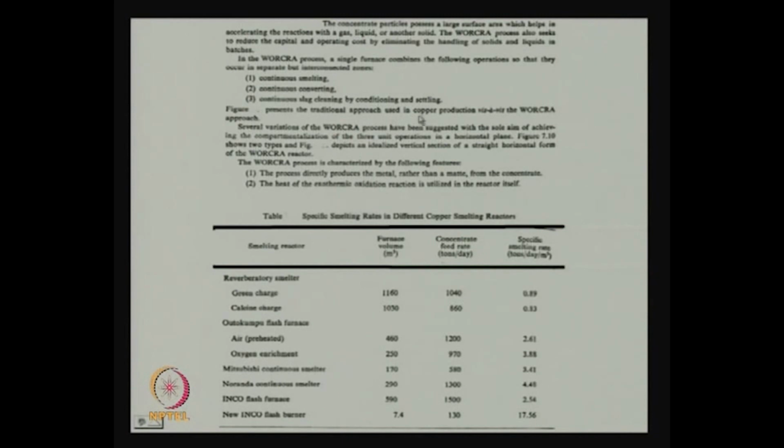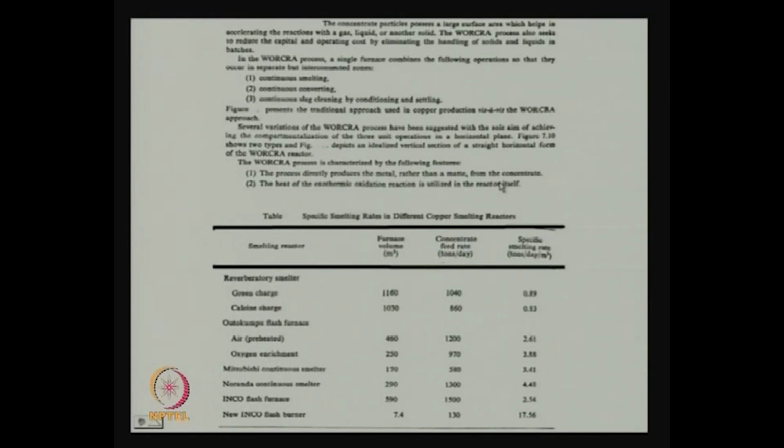I have compared the traditional approach and the Worcra approach. Now, there are several variations of Worcra. The sole aim in each is achievement of compartmentalization of 3 unit operations. It could be in a horizontal plane, and we have shown you two, one U-shaped and the other a linear version. Again, the main characteristics are that the process directly produces a metal rather than a matte from the concentrate. The heat of the exothermic oxidation reaction is utilized in the reaction itself.